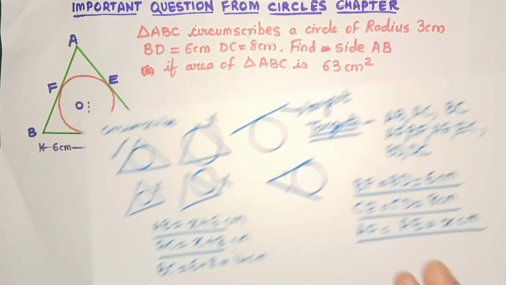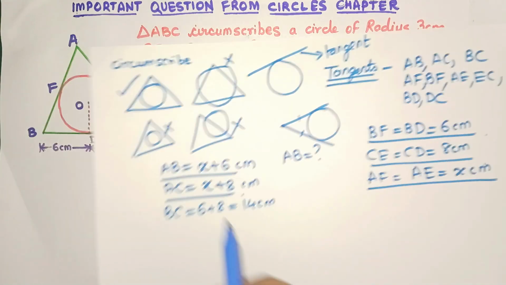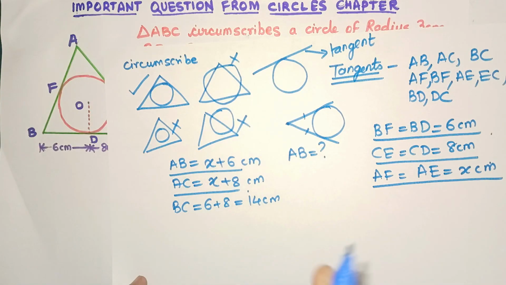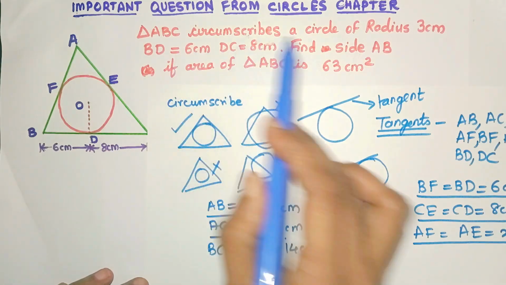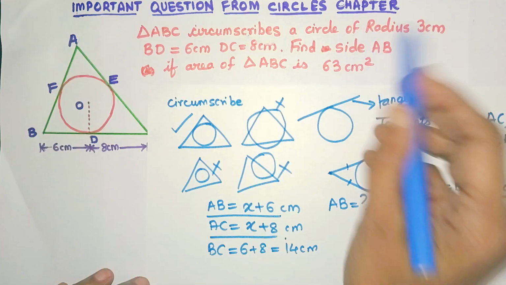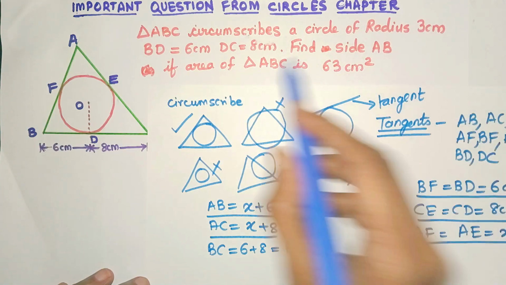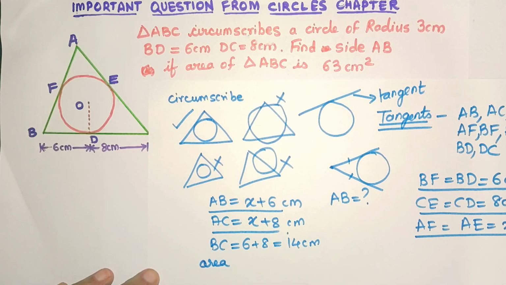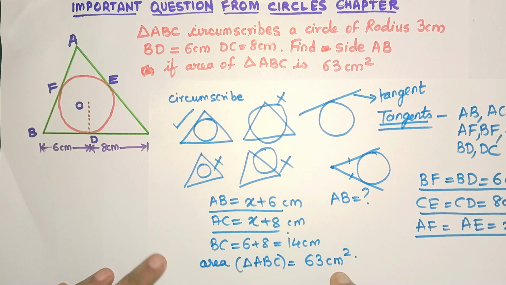Now what do we have to find out? We have to find out side AB. That means AB is X plus 6. So if I somehow find the value of X, I can find AB. Now friends, we have used this part of the question, but we have not yet used two other information. It is given to us that the radius is 3 cm and the area of triangle ABC is 63. So let's write down area of triangle ABC is 63 cm square. We'll see how to use this.